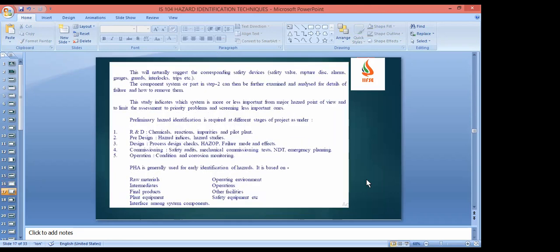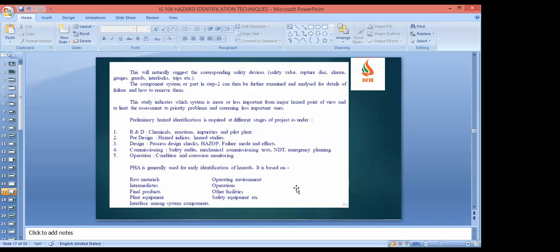And this will naturally suggest the corresponding safety device like cards. And the component system part can be further explained and also examined, analyzed for the details of failure and how it can be removed. And if you see, this preliminary hazard identification is required at different stages of the projects. It can be used in the stage of R&D or pre-design stage, a design stage, the commissioning stage, and operation stage also it can be used.